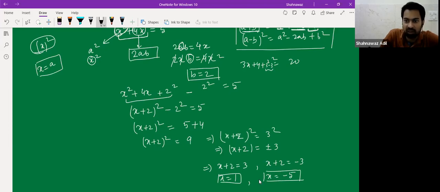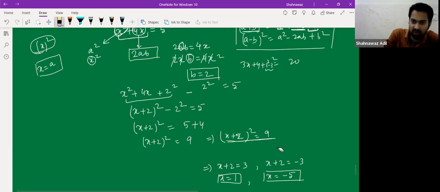Sir, x will be x square, right? If we took the root, x square goes here. So square root of 9. This is square root of 9, and square root of 9 is plus minus 3. Or you can do this another way also. If you don't like this, you can do this way also.